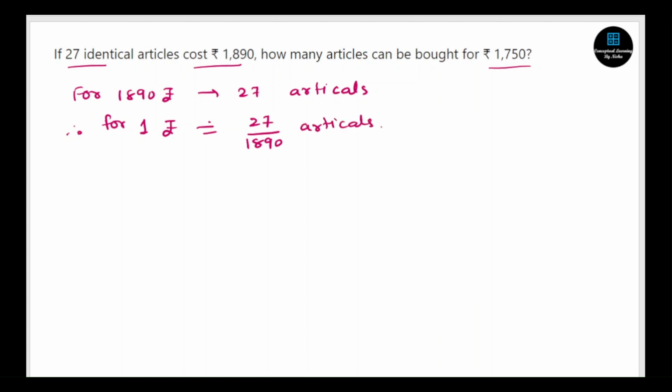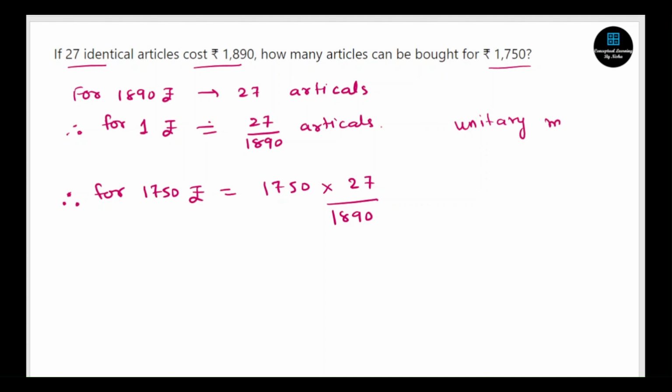And now what do I do? Therefore for 1750 rupees, how many can we buy? So 1750 times 27 upon 1890. So we have applied the unitary method. Okay, correct? Now we have to simplify this. So now if I'll just write this here and I'll simplify. So what do we get?